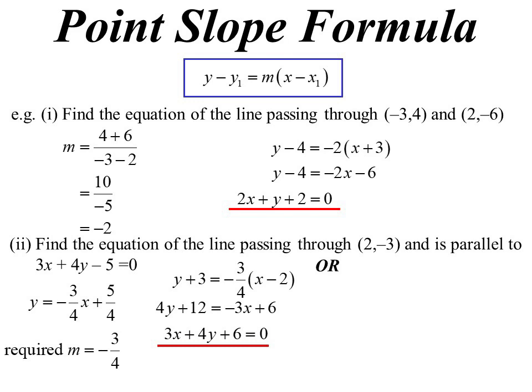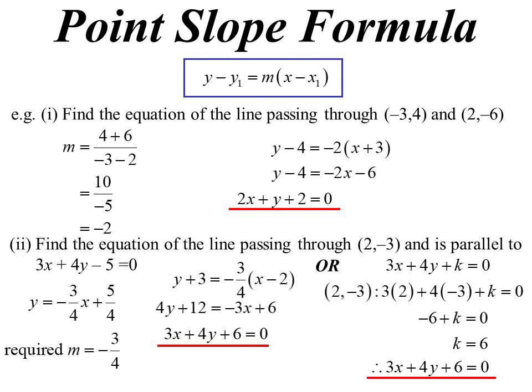That being the case, I could say, well, I know it's going to be in this form. 3x plus 4y plus some number equals 0. Has to. Well, I know a point that's on the line. If I substitute that in, I can work out what k is. Oh, k is 6. There's the equation of the line. So it's using the pattern rather than the formula.